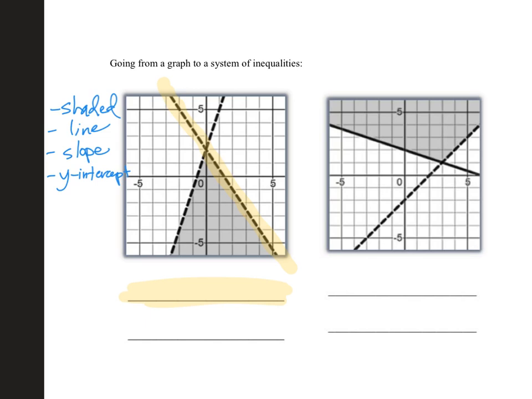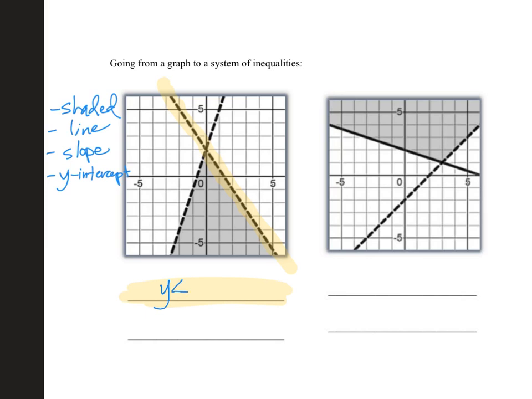Okay, so I know that I'm going to have y, and I know that I have a dashed line, and if we look at this gray area, it is below this line. So since this gray area is below this line, I know that I'm going to have less than, and I'm only going to have less than and not less than or equal to because this is a dashed line. So I'm going to have y is less than.